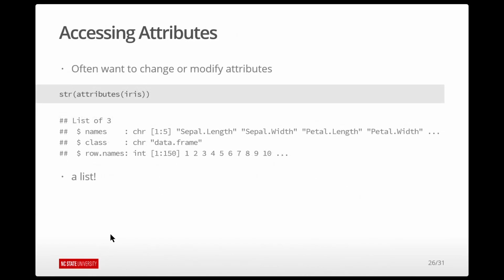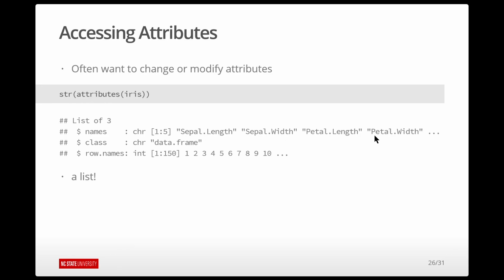Okay, so lastly, we've looked at these attributes a bit. We might want to change them, right? We might want to change the names of our columns or something like that. So how do we deal with that? Well, we saw that attributes of, say, iris would return a named list. And so we can actually see exactly what that named list is by running structure on that. So the structure of the attributes of iris is a list of length 3. It's a named list with these 3 named objects represented by what you see there.